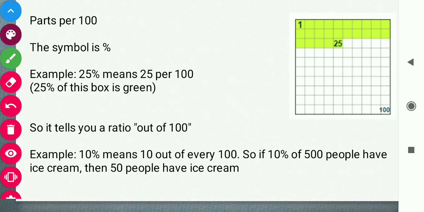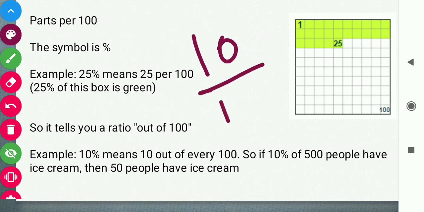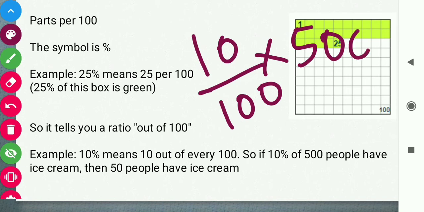So for example, if you are saying 10%, what is 10%? 10% means 10 out of every 100. For example, if you are saying 10% of 500 people have ice cream, what does it mean? 10% of 500: 10% is 10 upon 100, that is 10 out of 100. Of means multiply, so 10 upon 100 into 500. These zeros will cut with this zero, 5 tens are 50. So 50 people have ice cream.